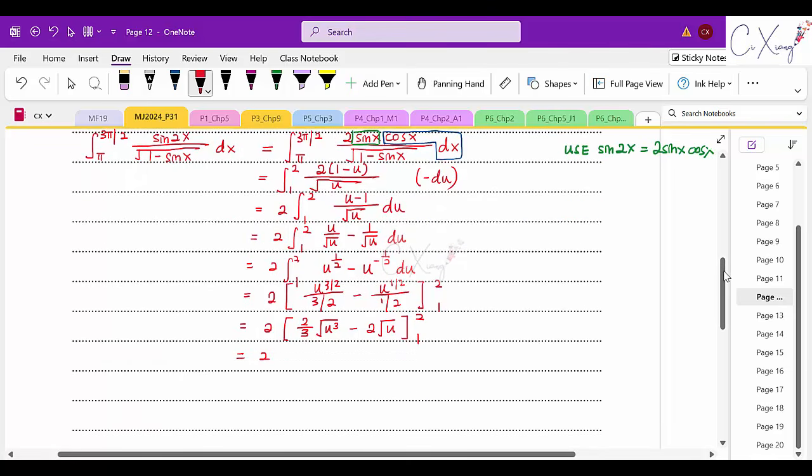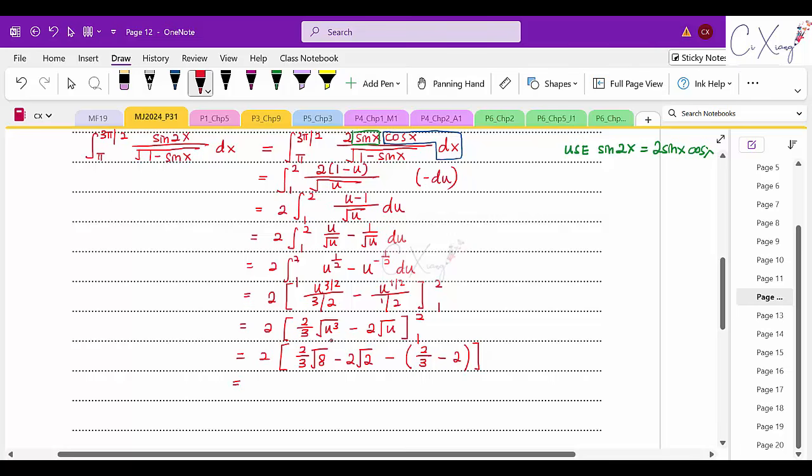Okay, so first, substitute the value of 2 first. If I substitute 2 inside, I'm having 2 over 3, u power 3 means 2 power 3 is 8, so I'm having square root 8 here. Then minus 2 times square root 2. Then minus, substitute 1 inside, I'm having 2 over 3 multiplied with 1 minus 2 multiplied with 1.